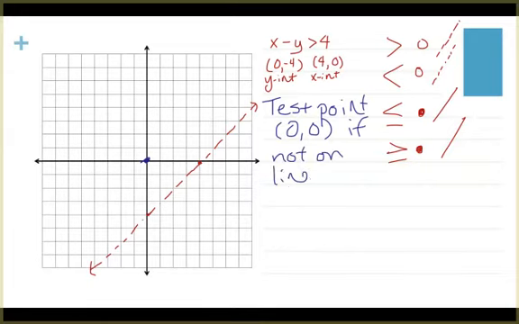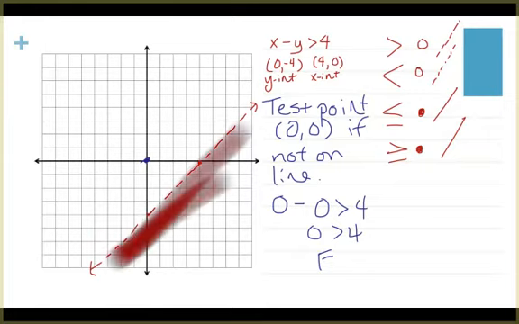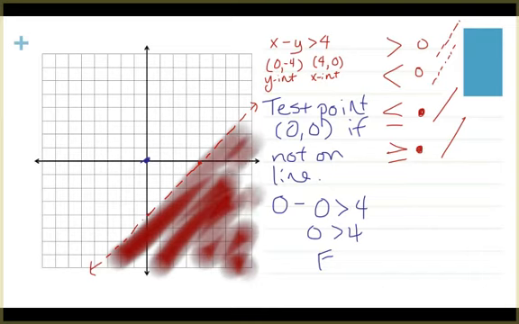And I'm just going to stick that in. So my equation would be 0 minus 0 is greater than 4. 0 is greater than 4. Is that true? No, that's false. So that means I'm pretty sure I'm going to shade this way. I think that's this half plane that's shaded. If you have colored pencils, this is a great time to break them out. So I think we're going to shade that part. But just to be sure, I'm going to pick a point in there.